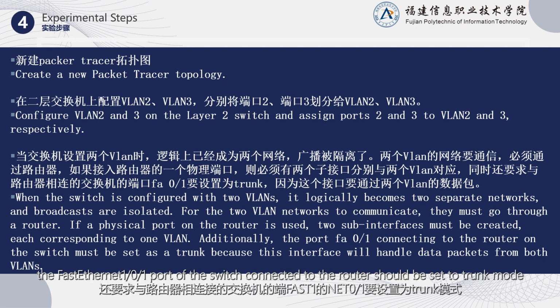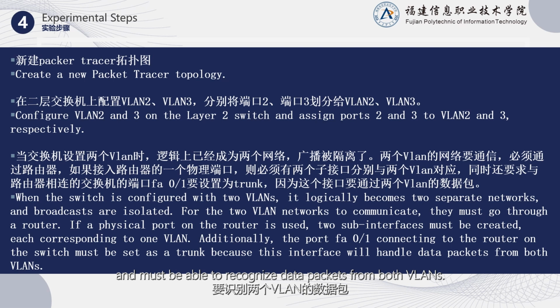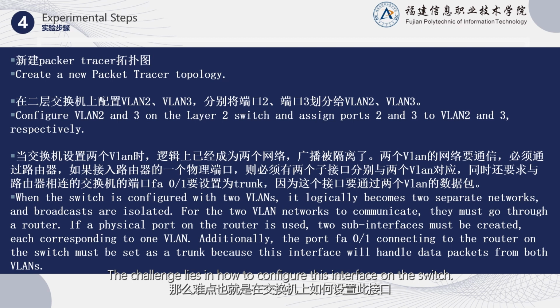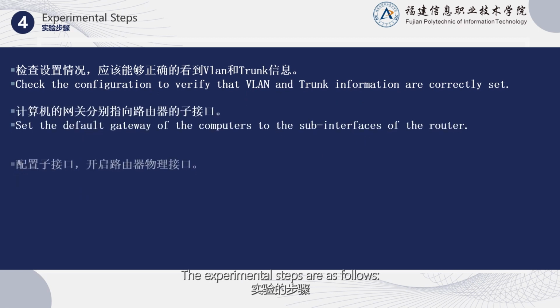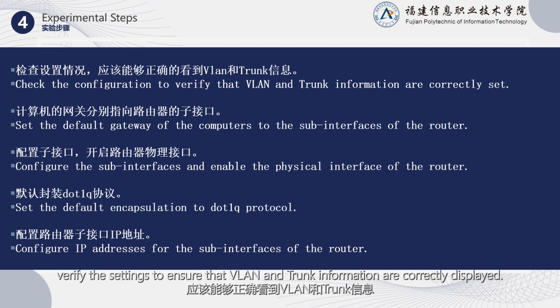Additionally, the Fast Ethernet 0/1 port of the switch connected to the router should be set to trunk mode, because this interface needs to handle data packets from both VLANs, and must be able to recognize data packets from both VLANs. The challenge lies in how to configure this interface on the switch. The experimental steps are as follows. After completing the configurations, verify the settings to ensure that VLAN and trunk information are correctly displayed.